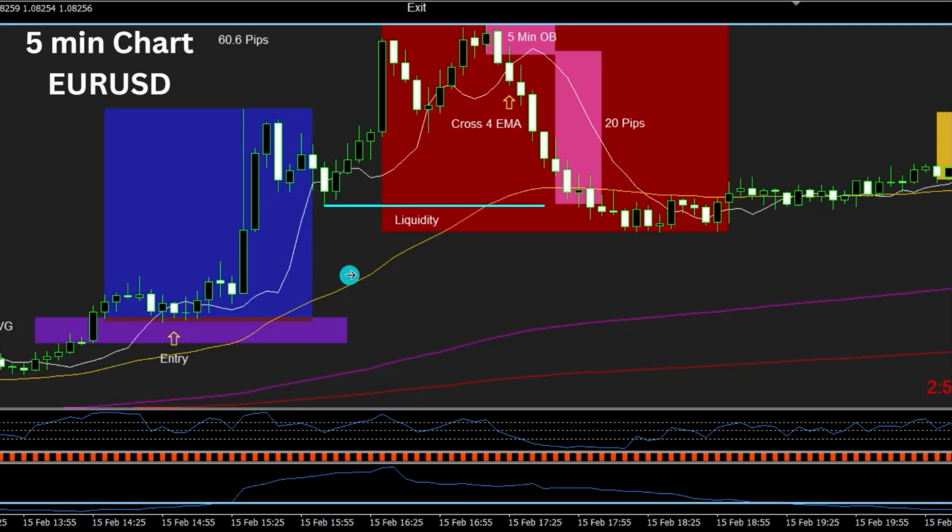You also see the 3 drive move happen here, which is also a market maker model. Level 1, level 2, and then level 3. Price moves back down, and we look at this area behind this swing level as liquidity, and the move is about 20 pips. So this is also a very nice trade during the New York session.